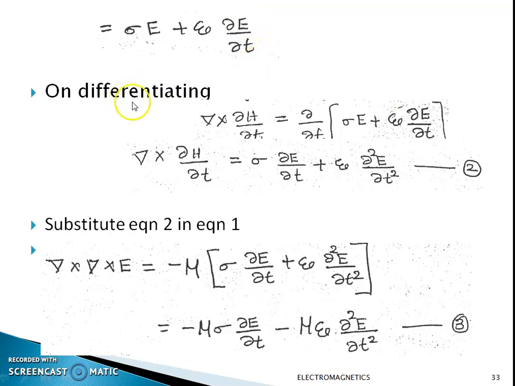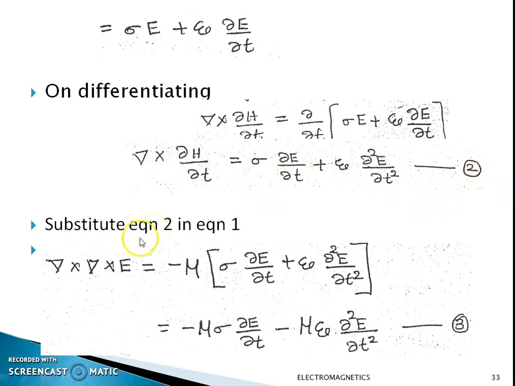On differentiating this equation, we get del cross dou H by dou T is equal to dou by dou T of sigma E plus epsilon dou E by dou T. That is, we are differentiating this equation. So what we get? Del cross dou H by dou T is equal to sigma dou E divided by dou T plus epsilon dou square E divided by dou T square. After differentiating this equation, we get the equation like this and mark it as equation number 2.